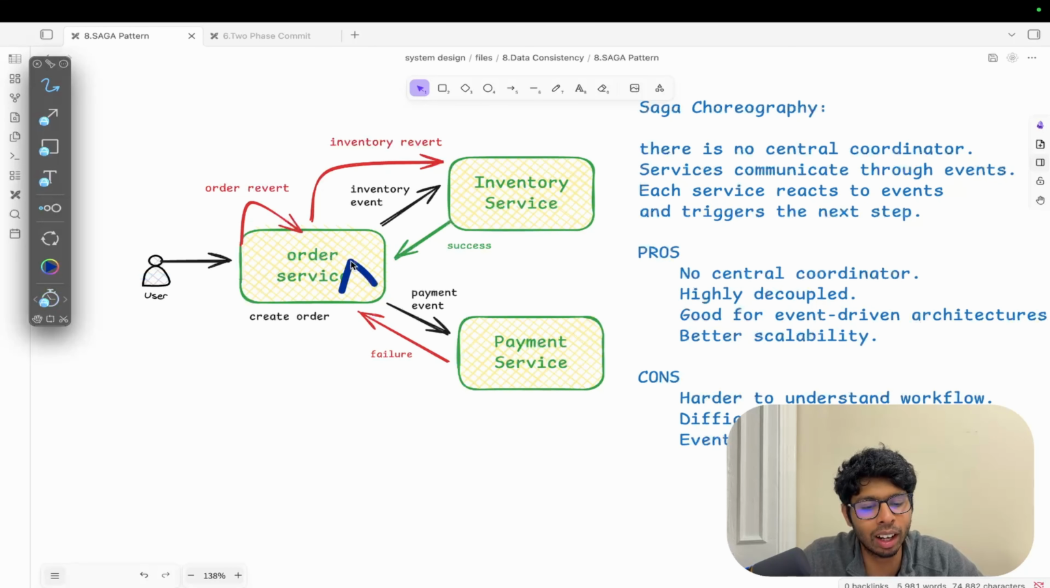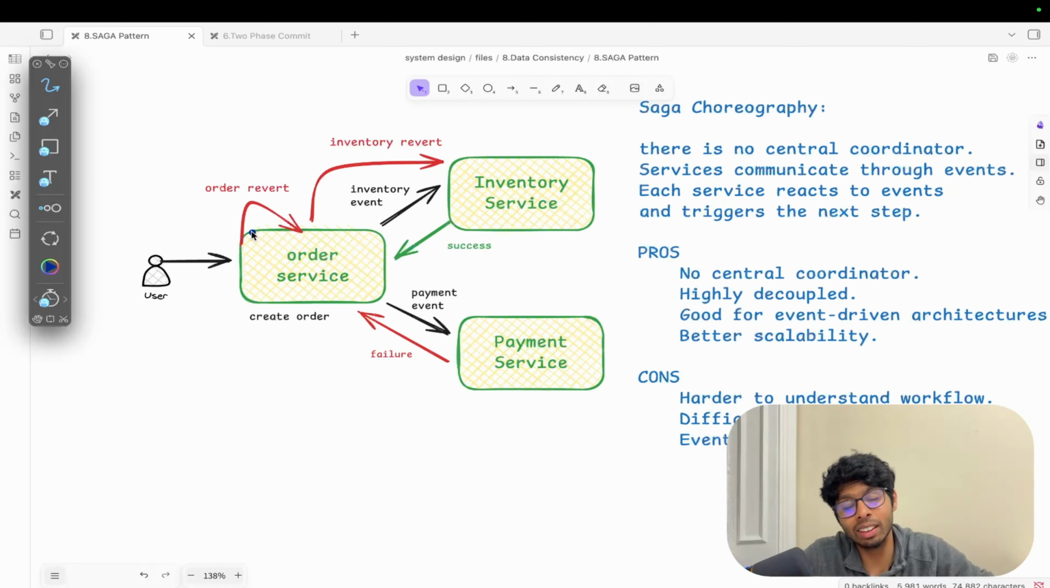Order service, after doing its work, will send the request to the inventory service. Inventory service will mark success. Order service will send the request to the payment service. Payment service will mark the request, and order service will say yes, the order is completed. This is a very good scenario where everything worked well. But think of it now.